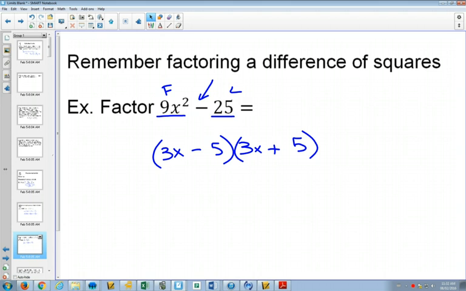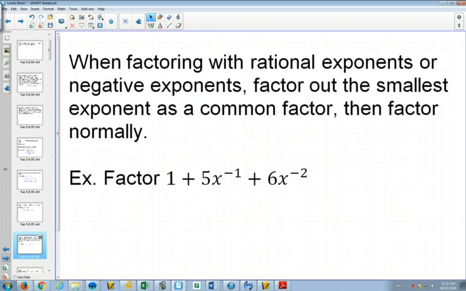So those first three are your basic beginning factoring stuff. That stuff you learned way back in grade 10. Now we can look at some stuff that's a little bit crazier, maybe some factoring stuff you haven't seen. So now I've got 1 plus 5x to the minus 1 plus 6x to the minus 2. So this doesn't match any kind of factoring stuff that you're used to. In fact, we've got negative exponents here.